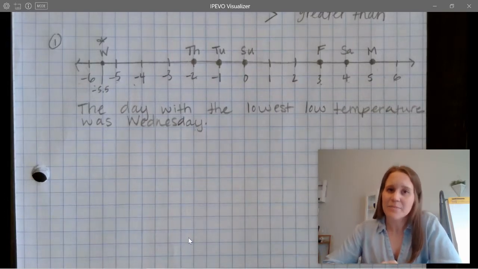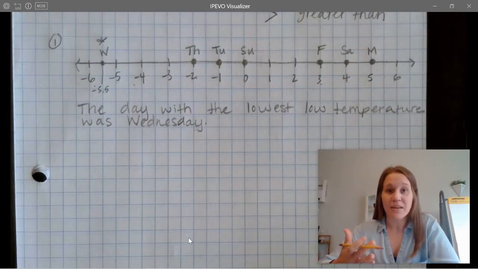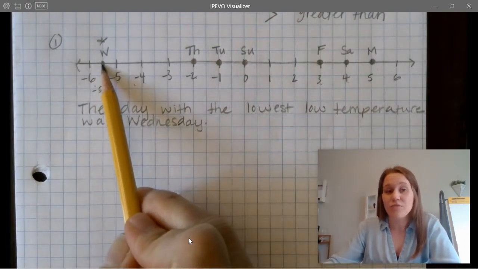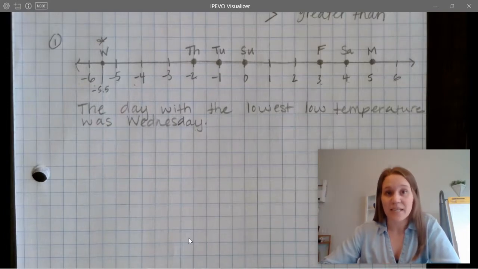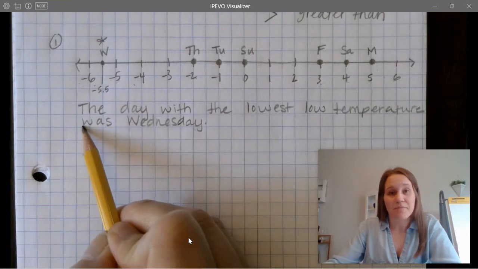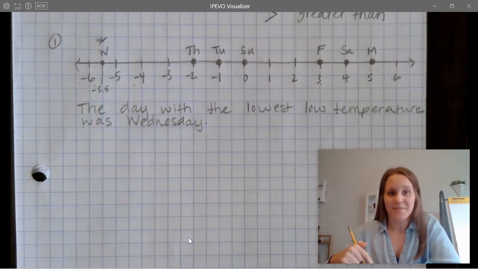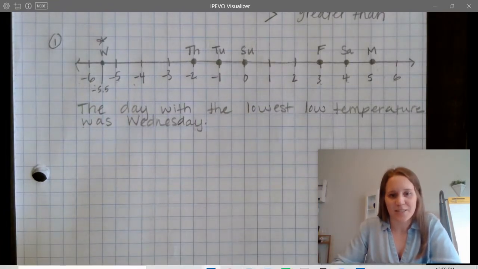Okay. It didn't ask me to explain my reasoning, but if it did, I would say it's farthest to the left on the number line, so it must be the least. Okay. If you need a minute to catch up, like if you didn't get this part written down yet, please click pause. Otherwise, let's do the next one.